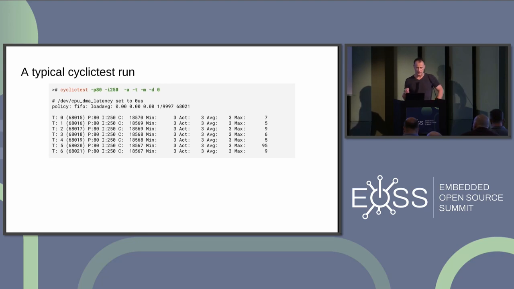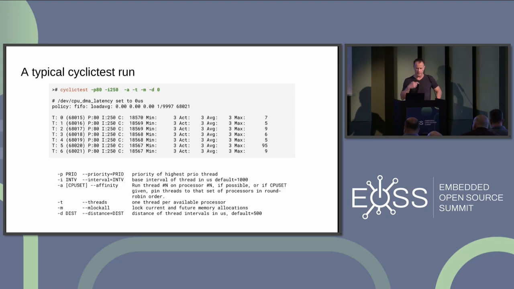In a typical run, these are the options I usually use. The first option is the priority of the threads, so I say run everything at priority 80. The next one is the interval of 250 microseconds, so each thread is going to sleep for 250 microseconds over and over again. The default is 1 millisecond. Dash A means set the affinity. I want to find all the CPUs and run a thread on every single CPU, so each thread is pinned onto a CPU while it's running.